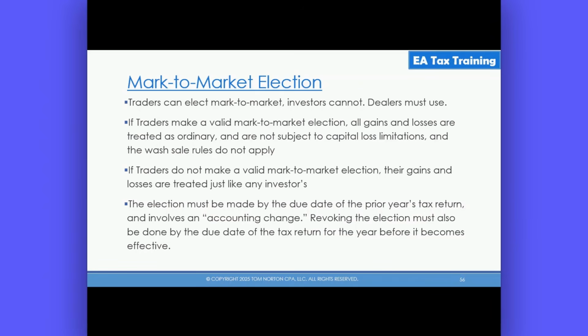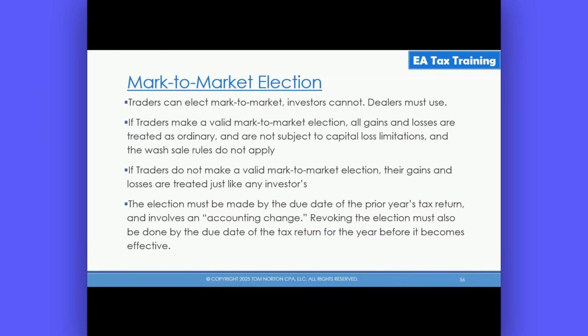For traders, if they do make this mark to market election, all gains and losses will be treated as ordinary gains or losses. So if they make the mark to market election, they do not get the favorable capital gains treatment. However, they are also not subject to the capital loss limitation. So that $3,000 a year, if they make the mark to market election, they don't have that limitation. So if they have a loss, they can deduct the entire loss.